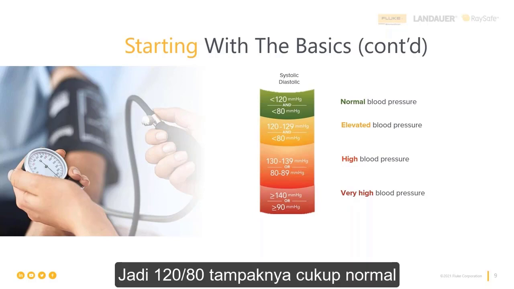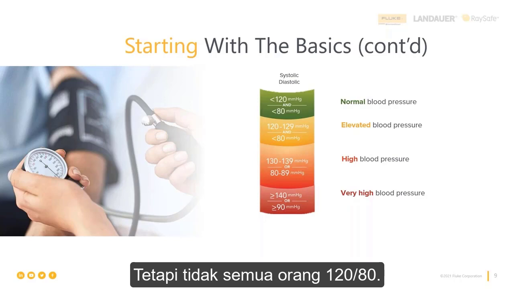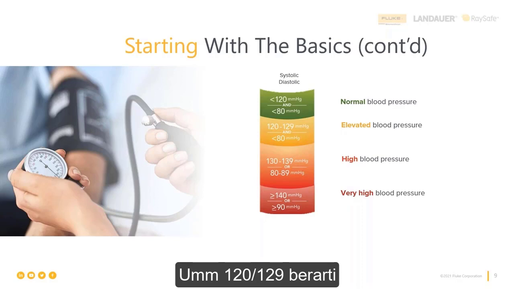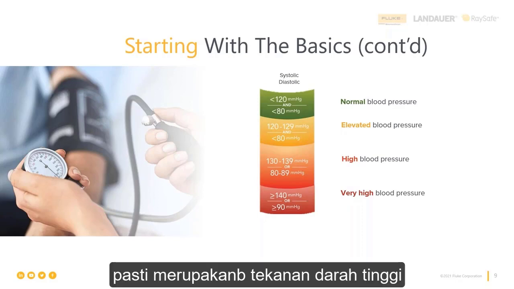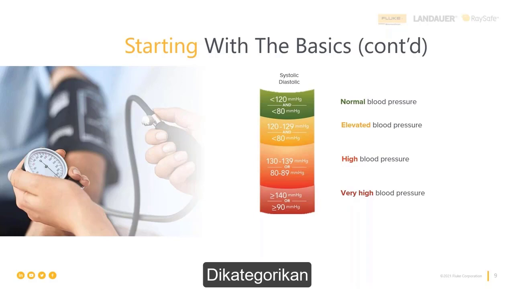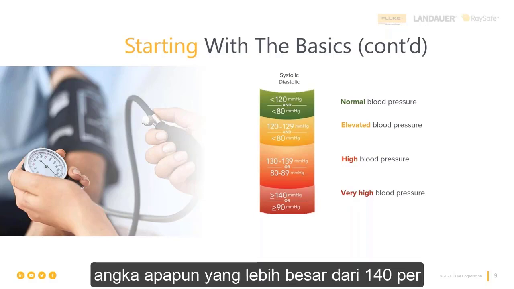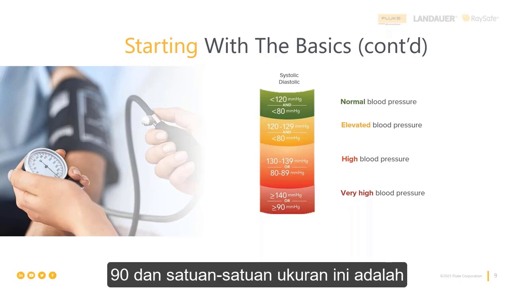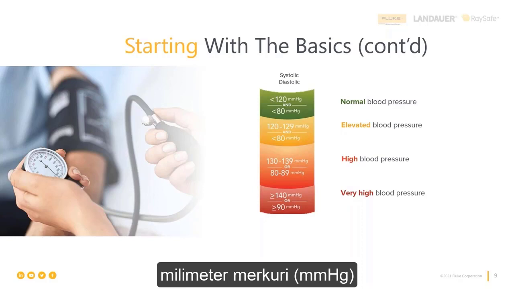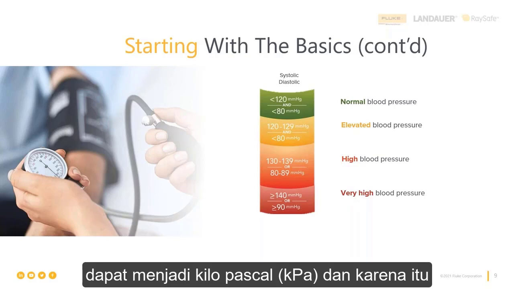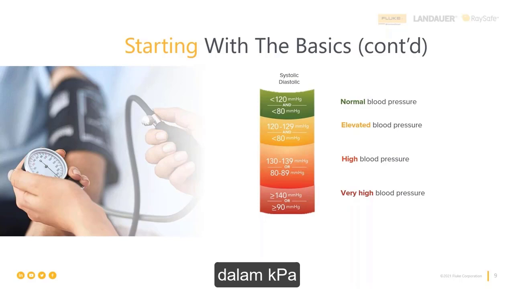So 120 over 80 seems to be fairly normal, but not everybody is 120 over 80. 120 to 129 over less than 80 would mean an elevated blood pressure. 130 to 139 over 80 to 89 would definitely be high blood pressure. Very high blood pressure would be anything greater than 140 over 90, and these units of measure are millimeters of mercury. In other clinical settings around the world, the units of measure may be kilopascals, and therefore the numbers are going to be a little bit different because they will be in kPa.